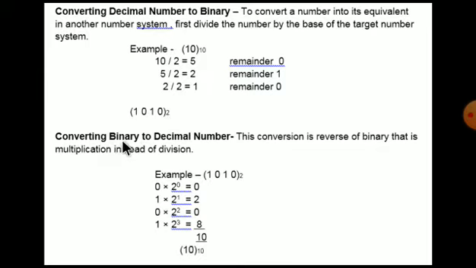Converting, how can you convert binary to decimal number? I'll tell you. Converting binary to decimal number. This conversion is the reverse of the previous one, that is, multiplication instead of division. Like I have taken this number again. This is a binary number, so I am taking here, for example, 1010 base 2, which means it's your binary number system. We'll convert it to decimal. So we have to multiply by 2 because the binary number system base is 2.